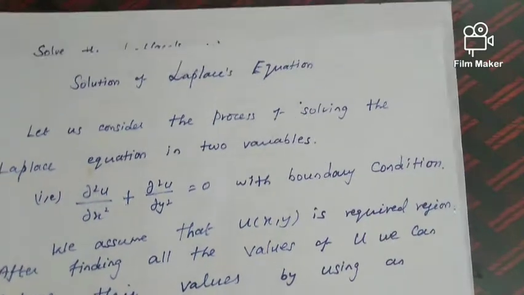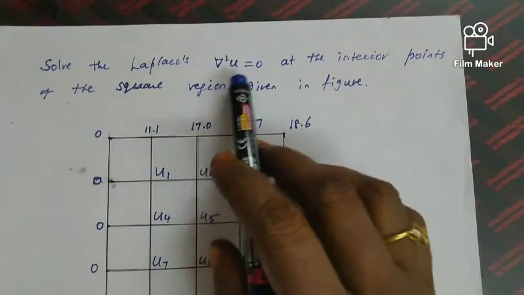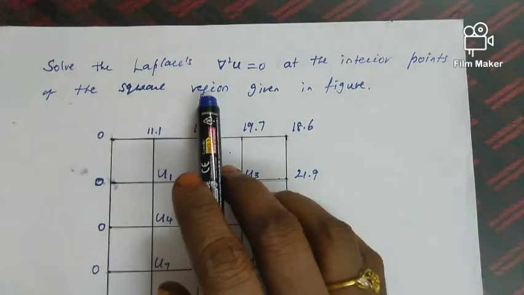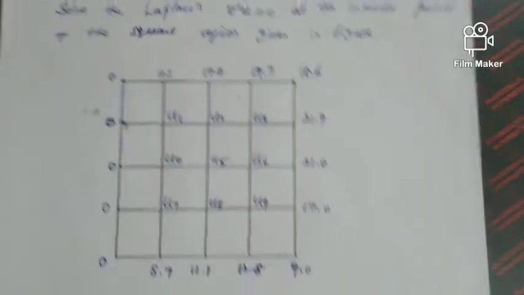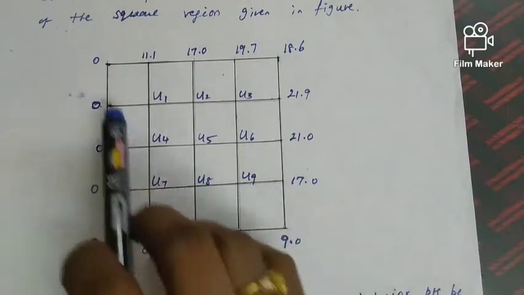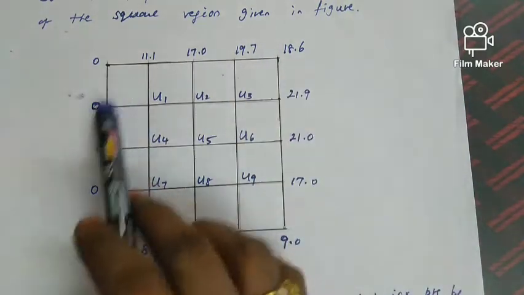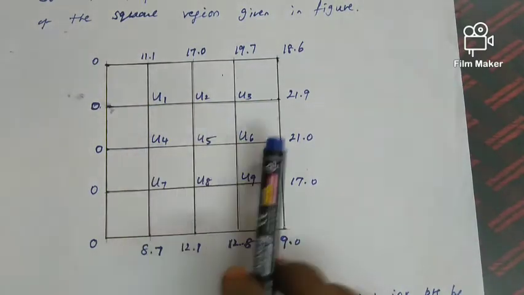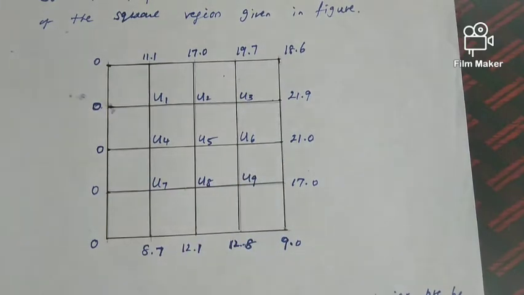So look at the question. Solve the Laplace equation ∇²u = 0 at the interior points of the square region given in the figure. The question itself gives the square region. Look at the boundary values given: 0, 11.1, 17, 19.7, 18.6. Likewise, the region is given in the question itself. Look at the points also given: u1, u2, u3, u4, u5, u6, u7, u8, u9. So we are going to find all the 9 values of u.